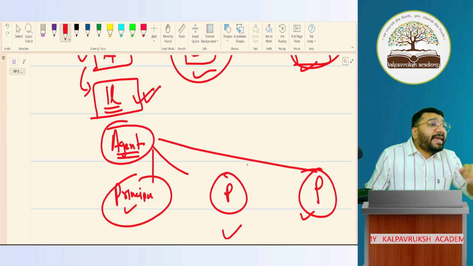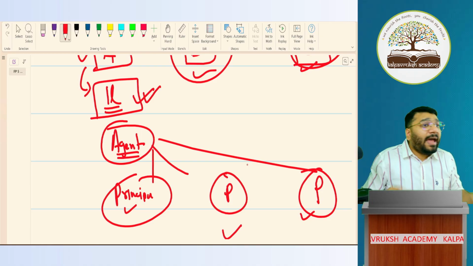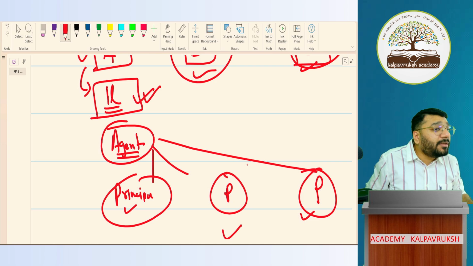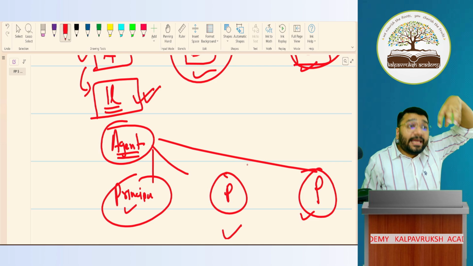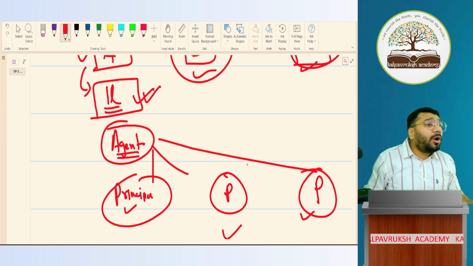So here A has done the activity. So A will be called as agent, and A, including the other partners, will be called as principal. So whatever activity is done by the agent will have a binding effect on the principal. Got it? Not got it?